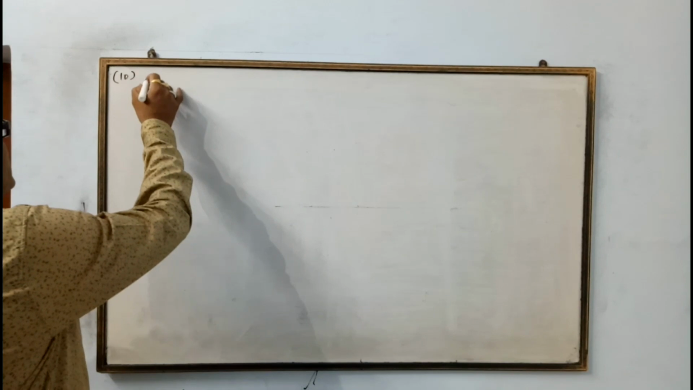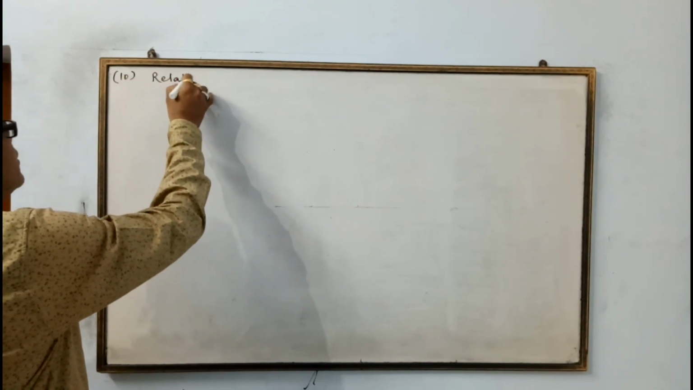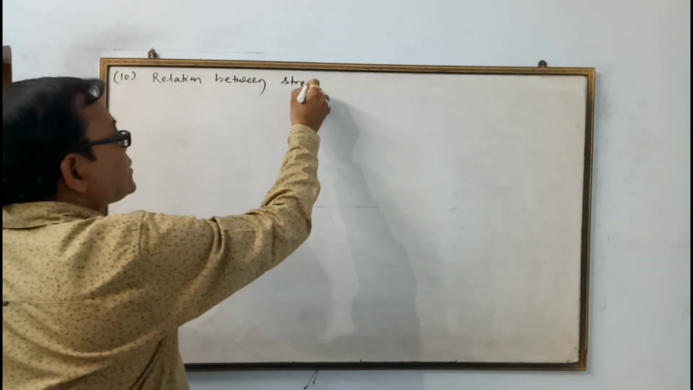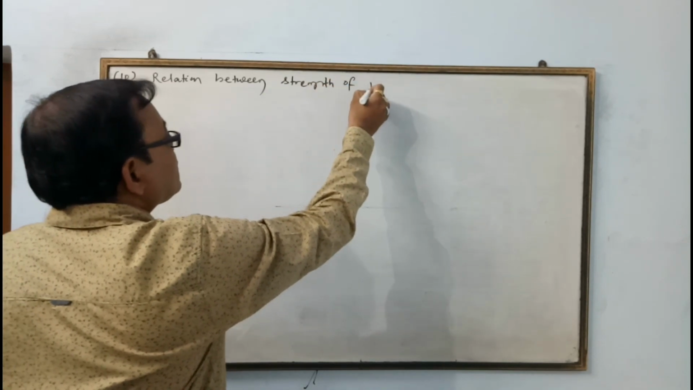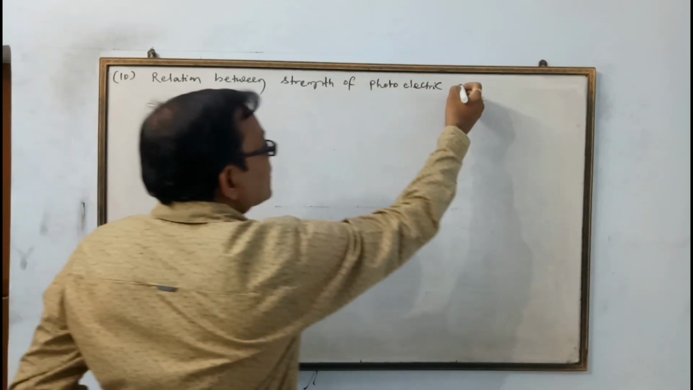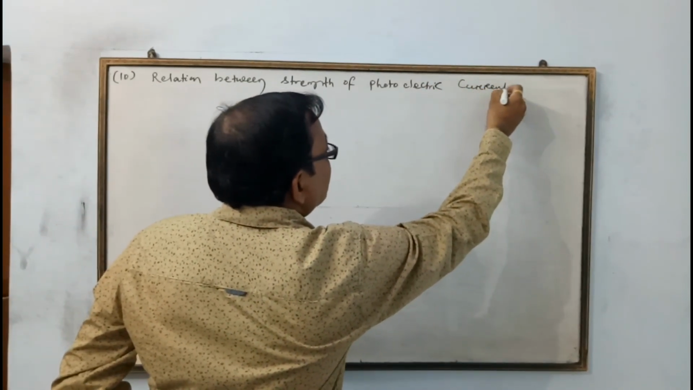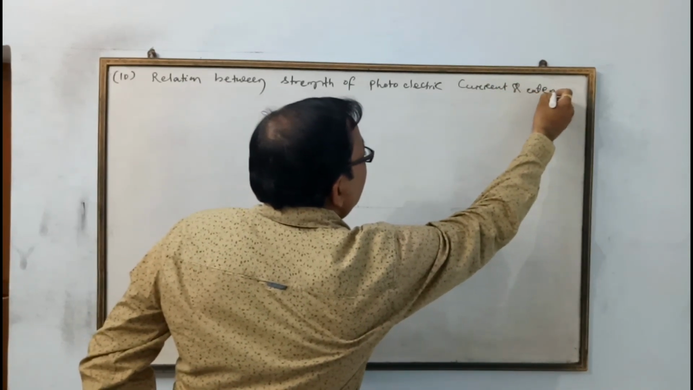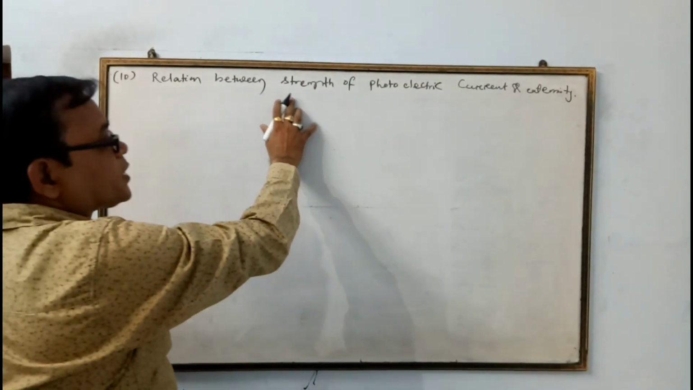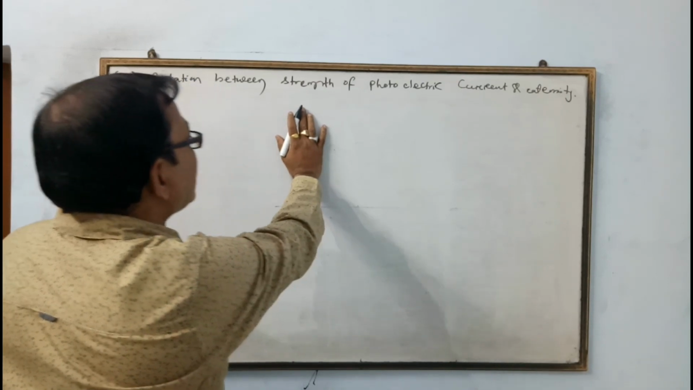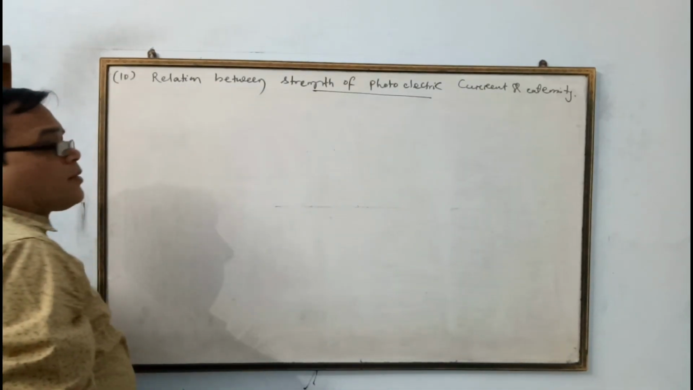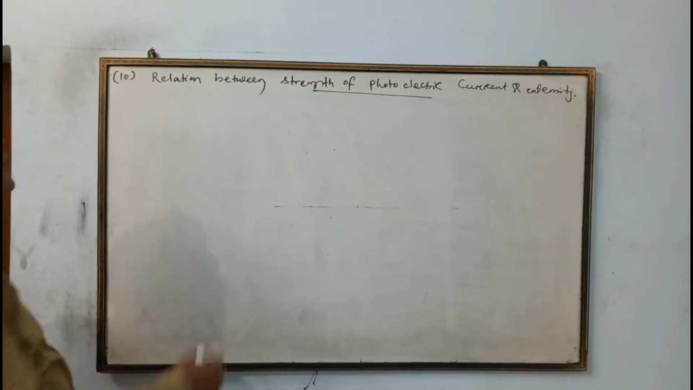Relation between the strength of photoelectric current and intensity. The strength of photoelectric current is directly proportional to the intensity of light radiation.